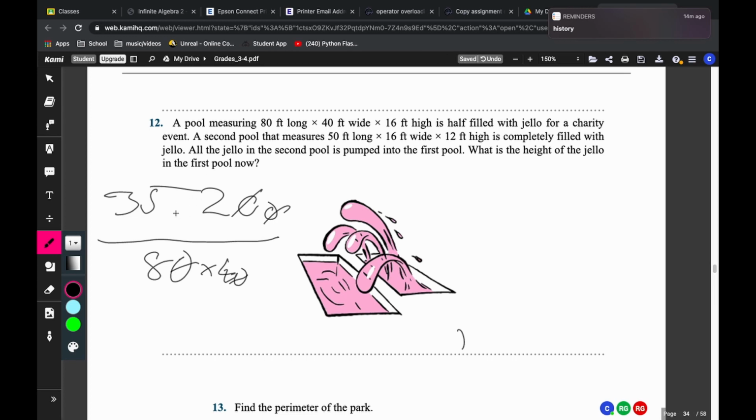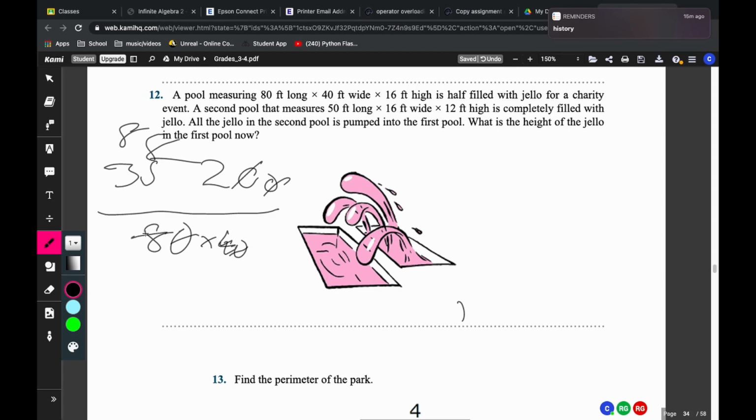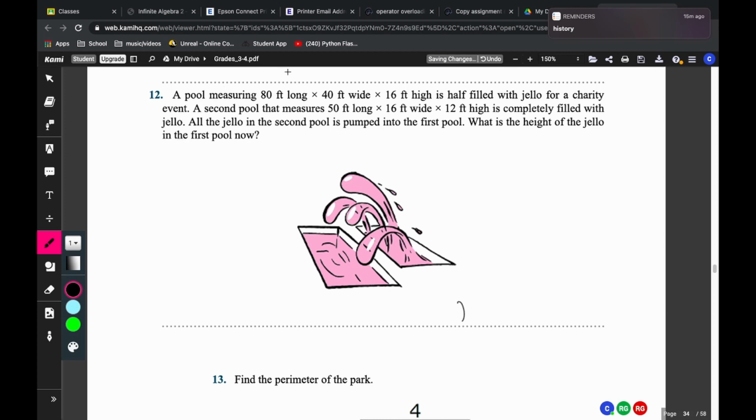So now this is much easier multiplication. 4 times 8 equals 32, and right here there's 32 more. And that's an 8 again, because 4 times 8 is 32. We still have 8, and so 8 and 8, 88, that's 11. So 11 would be your answer for number 12. Pretty long time.